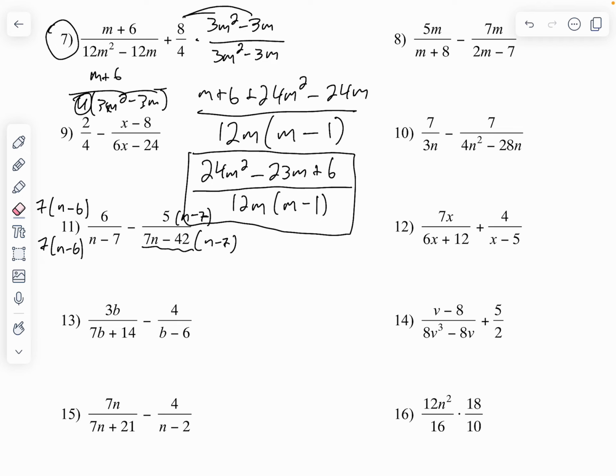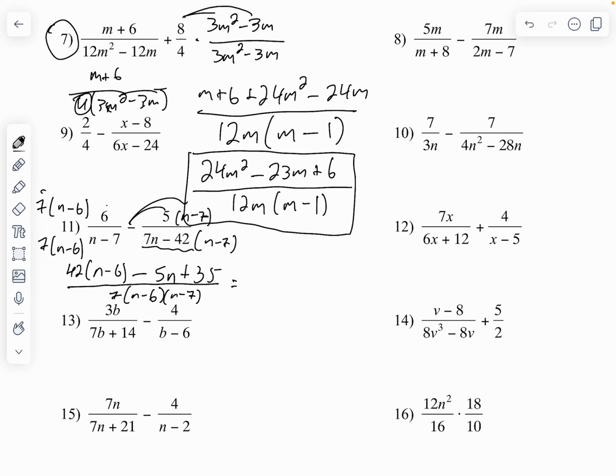All right, so let's see here. I'm distributing here. I don't know if it's going to be great. Yuck. I got big numbers here. You might need a calculator. All right, so let's see here. We're going to have 42. So I'm multiplying the 6 and the 7 times n minus 6 minus 5n, and then plus 35, because that negative sign distributes. Don't forget about that. And then on the bottom, we're going to have 7 times n minus 6 times n minus 7.